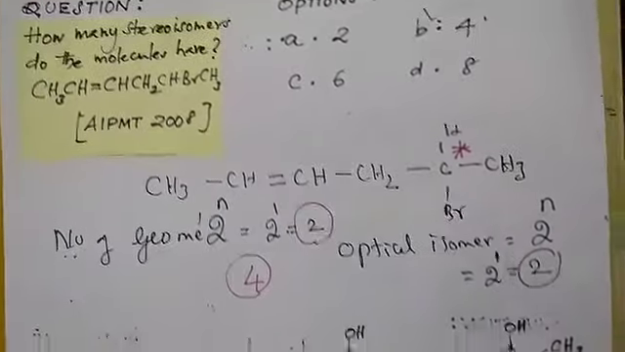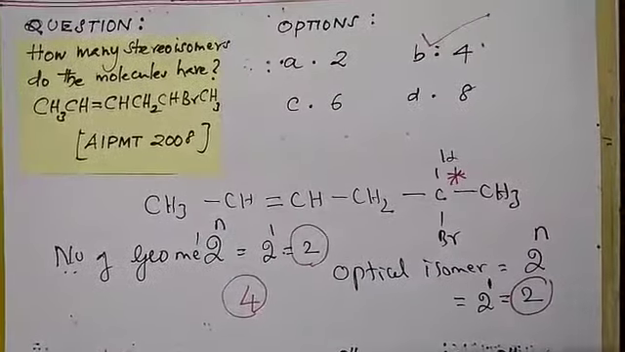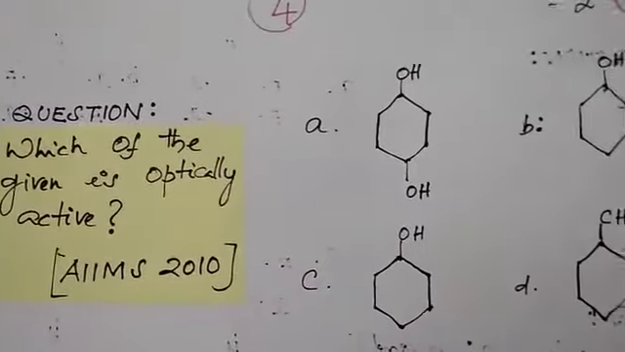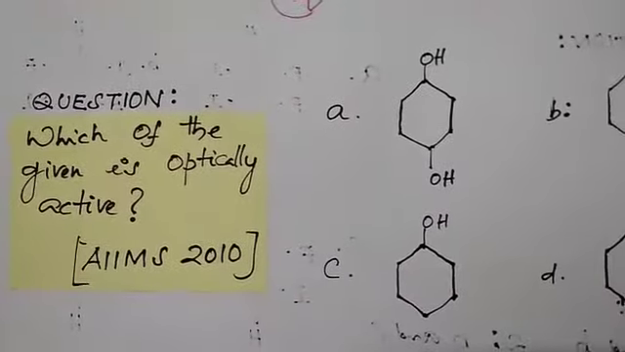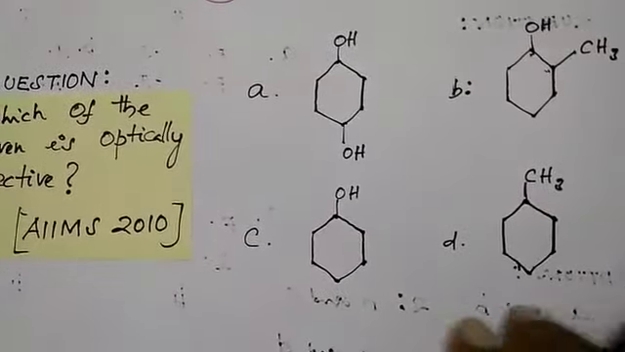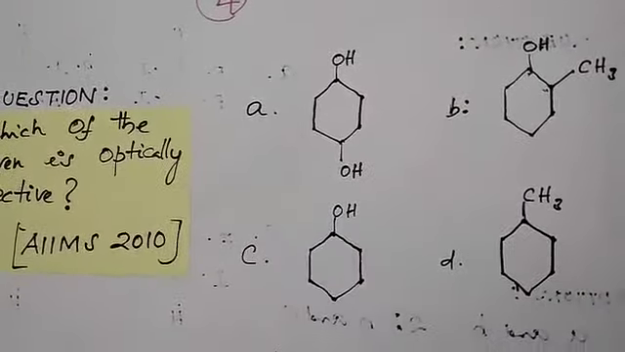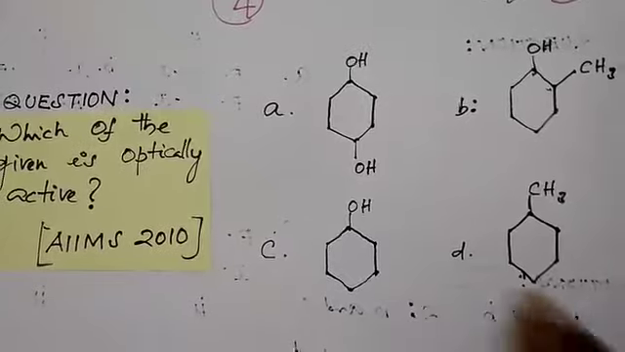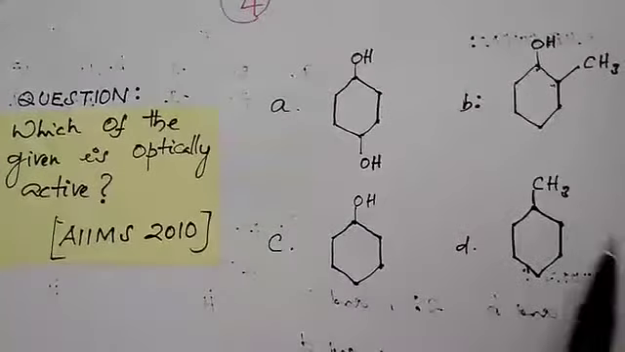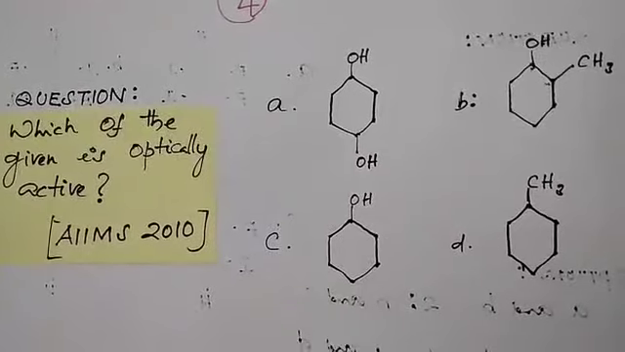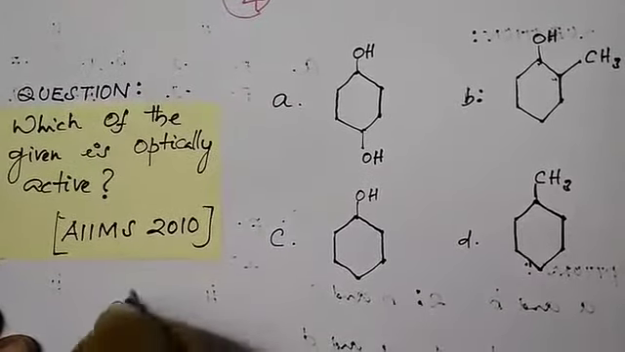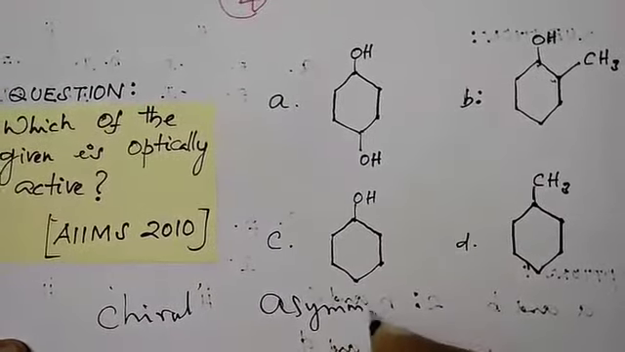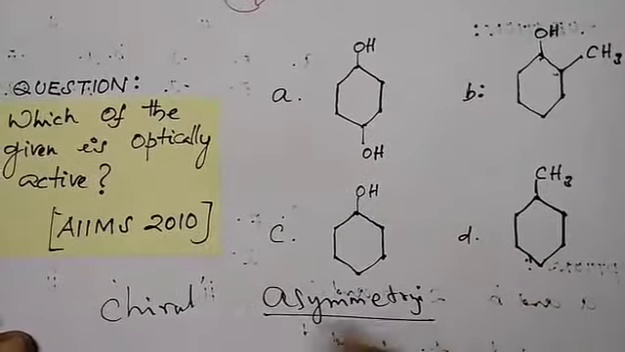So like that you will get questions of this type. Now we are moving to the next question. Which of the given is optically active? This is the AIIMS 2010 question. In yesterday's video, I gave linear molecules. Today I am giving a slightly more advanced one, the closed ring structure. In a ring structure, the condition for optical activity is the same: you need a chiral carbon, or asymmetric carbon. The rule is the same.